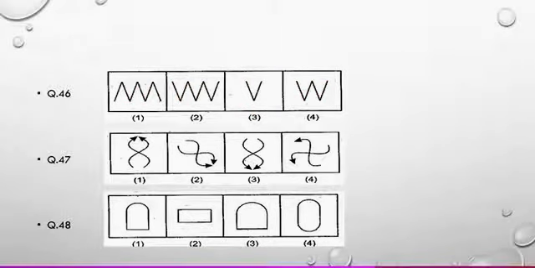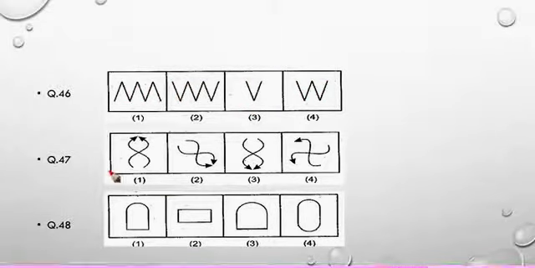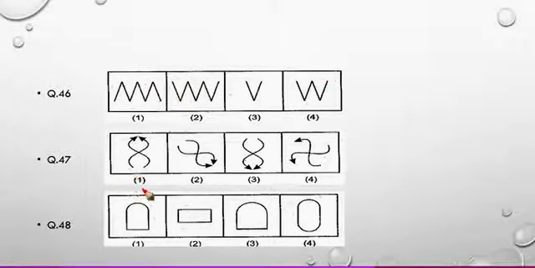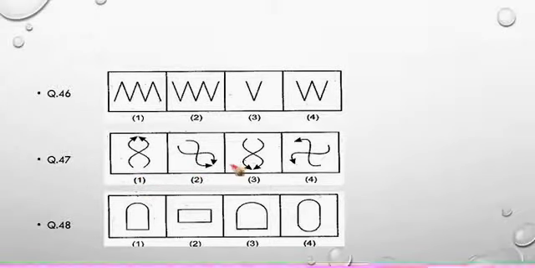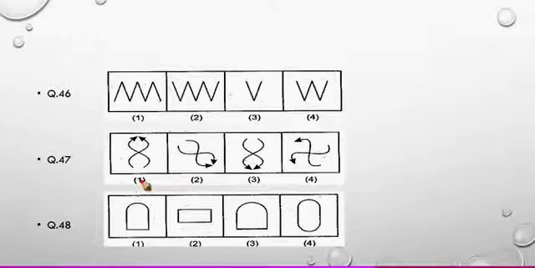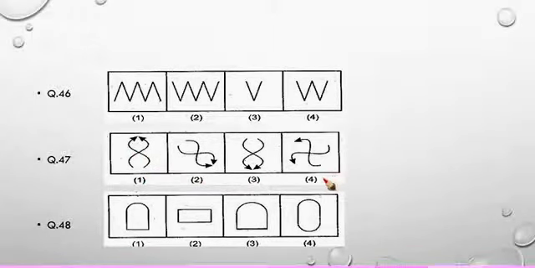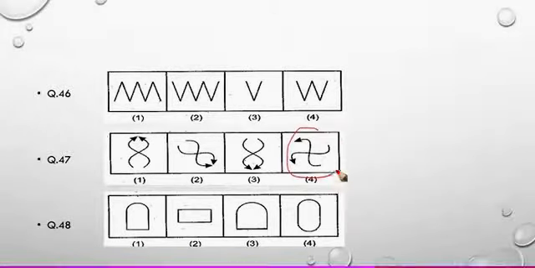Now let's go to question number 47. In question number 47, there are four options given. With first observation itself, we can make out that problem figures 1, 2 and 3 are similar because of design. And the design in case of problem figure 4 is completely different as compared to the first three problem figures. So the answer to question number 47 is 4.